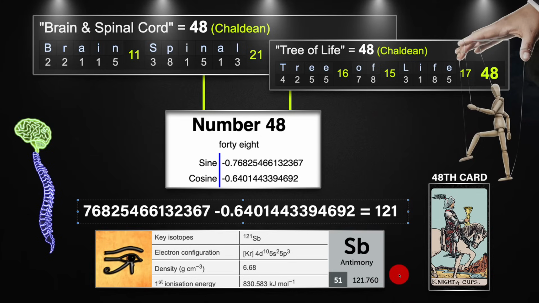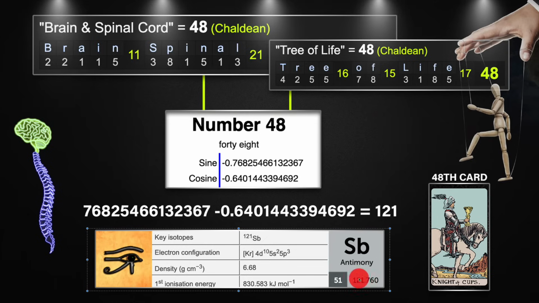And we're going to go right back to alchemy again. And we're going to correlate it to this element called antimony. Antimony having 51 protons. 121.760 is its average atomic weight out of all the natural isotopes.